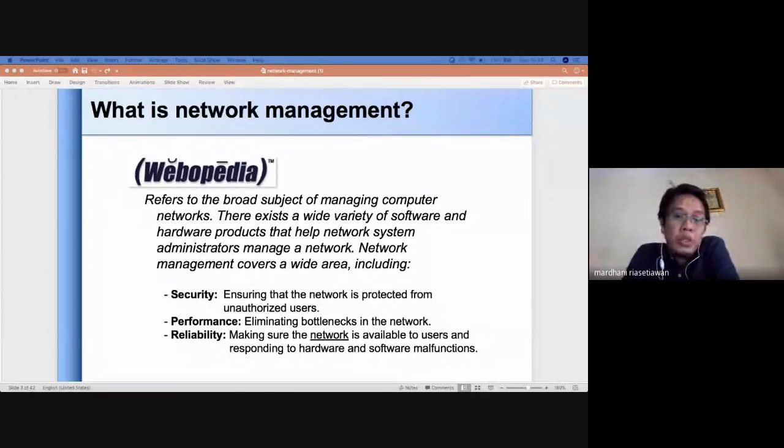And then, of course, the most important one is to ensure the network is available to users, responding to hardware and software malfunction, which we call reliability. In reliability, we want to ensure that the network will be accessible to users in the long term. We never know. For example, like us today, we use the WebEx conference for lecturing, and the administrator needs to make sure that this service is available for us until we finish our session. So this is like reliability. Yeah?